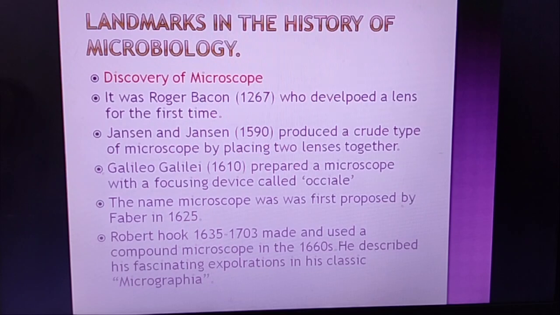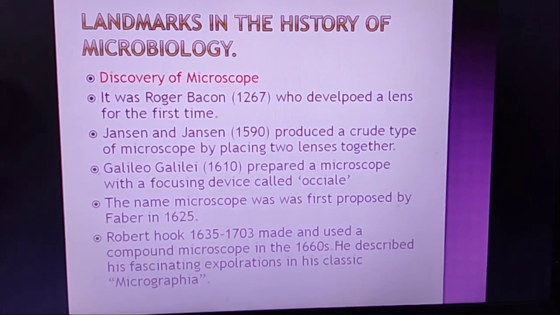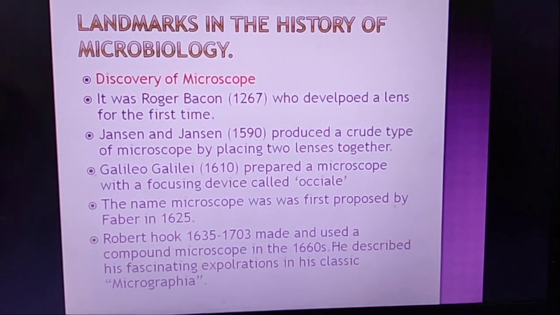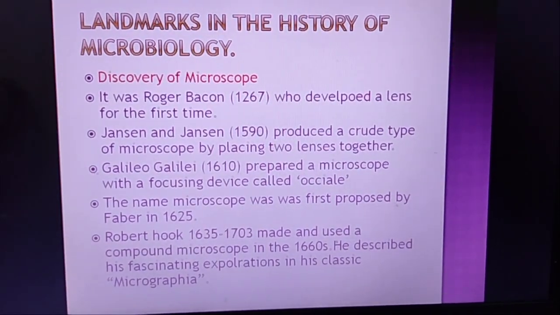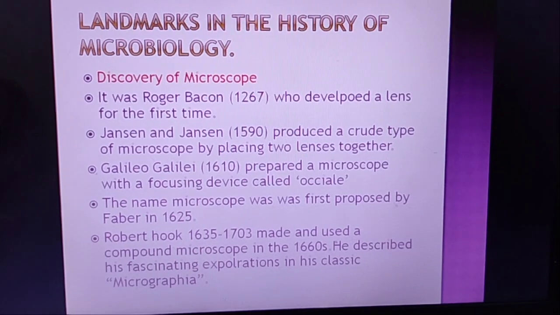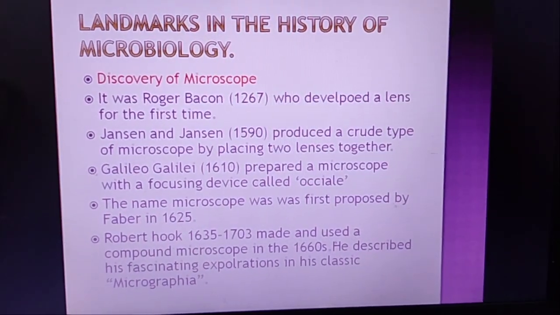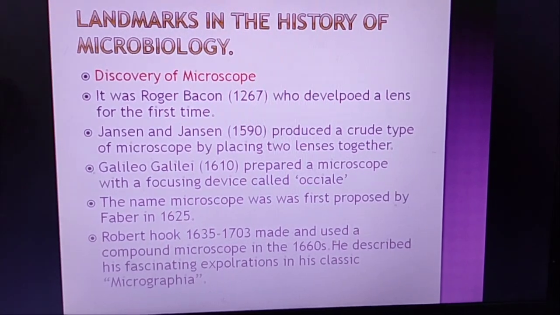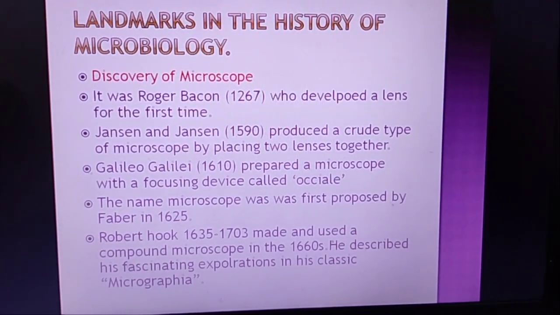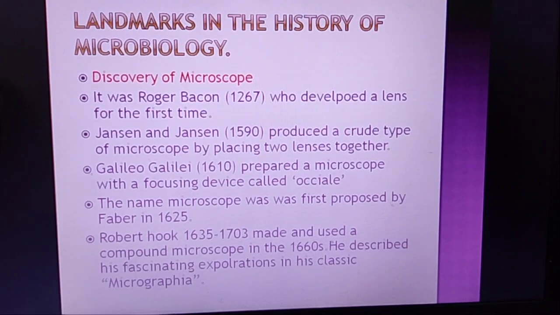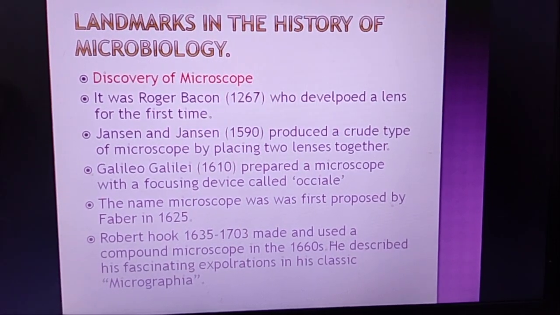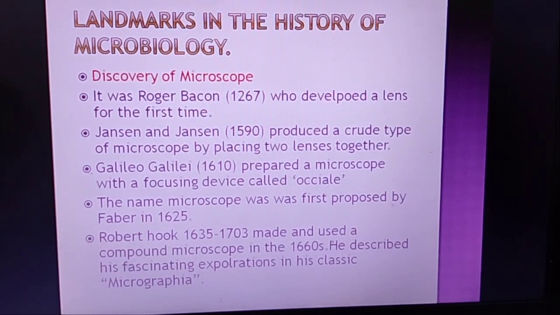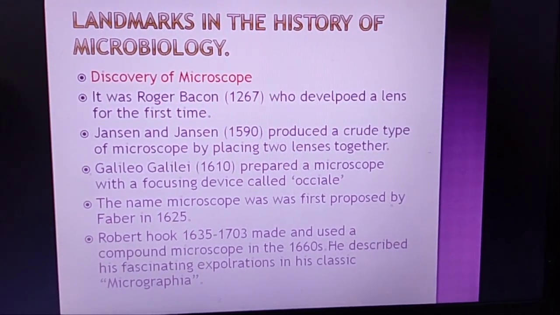Then two scientists, Janssen and Janssen, produced a crude type of microscope by placing two lenses together in 1590. Then came Galilei in 1610, who prepared a microscope with a focusing device called occhiale. The name microscope was first proposed by Faber in 1625.